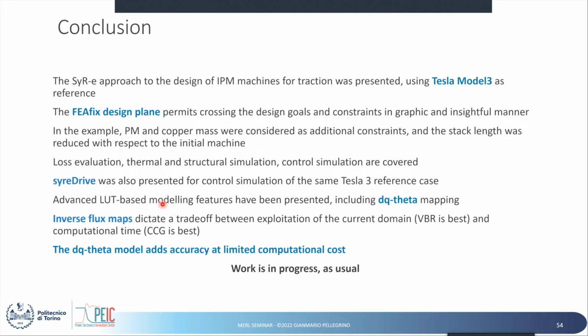Finally, the takeaways are that inverse flux maps are a bottleneck. We have to sort that out for the reason of domain limitation, and also that the DQ theta model adds accuracy to the model at limited computational cost. And as usual, this is not over yet, hopefully, meaning that we are still struggling every day to improve.